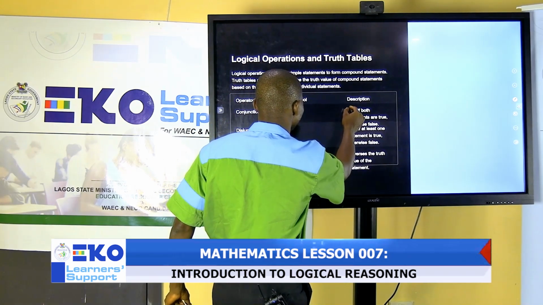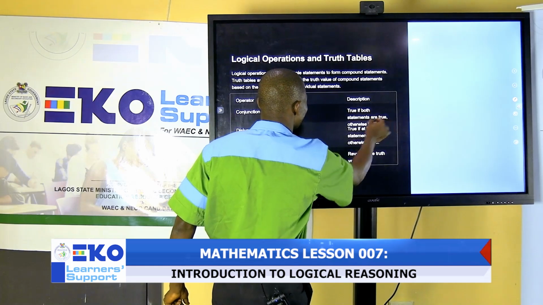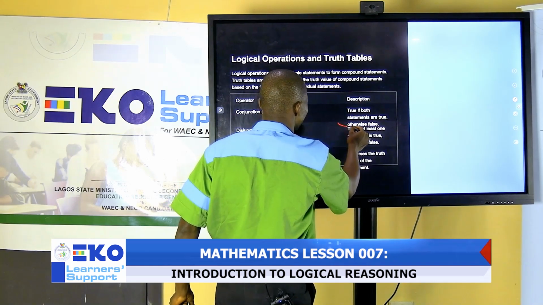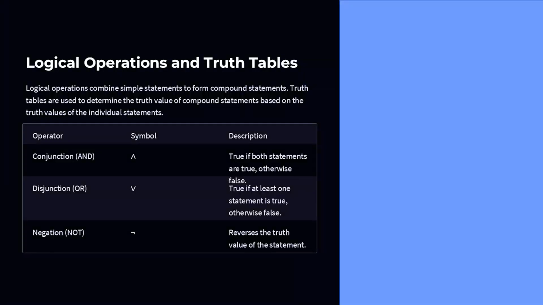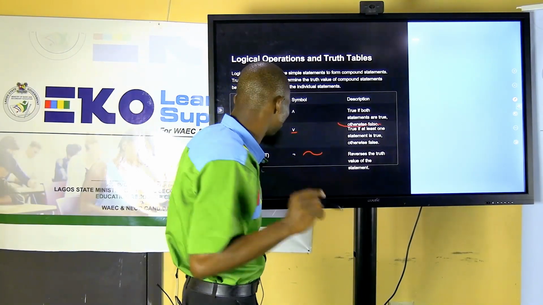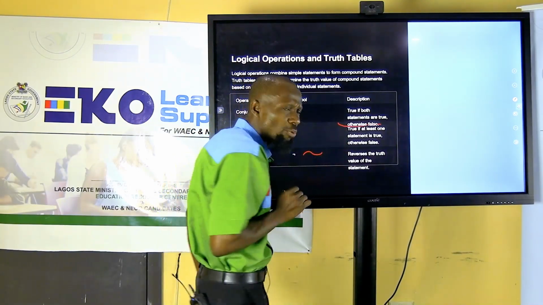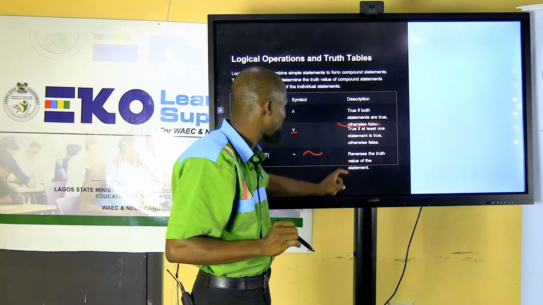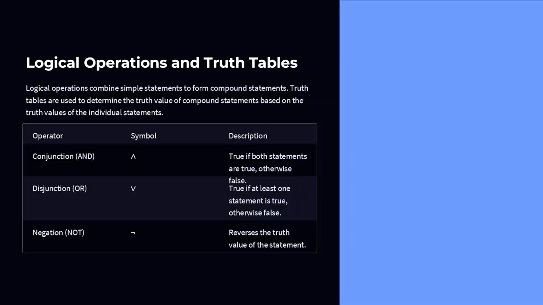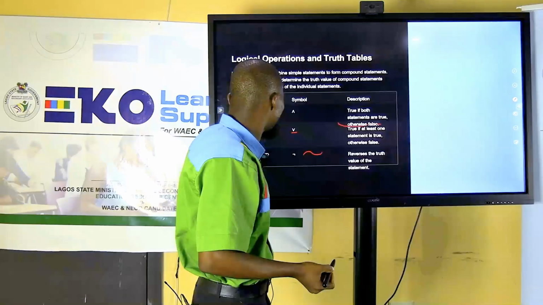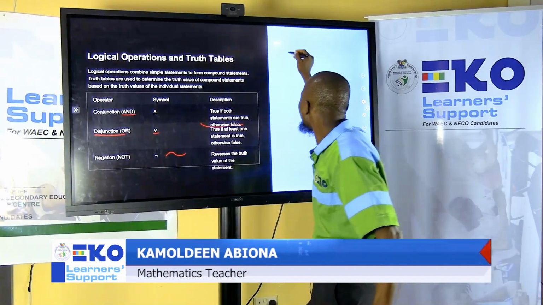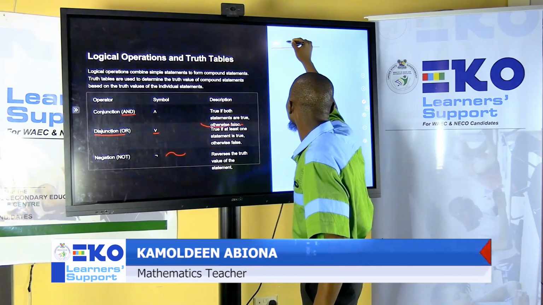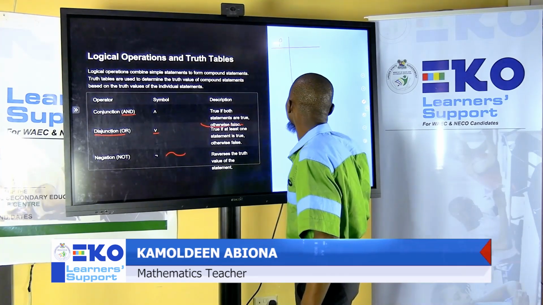True if the statement is true, otherwise false. That's for the first one. For the second one here, it is true if at least one of the statements is true, otherwise it is false. So that is the rule for that. Then negation reverses the truth value of the statement. For example, let me use and not. Let's look at two different statements.